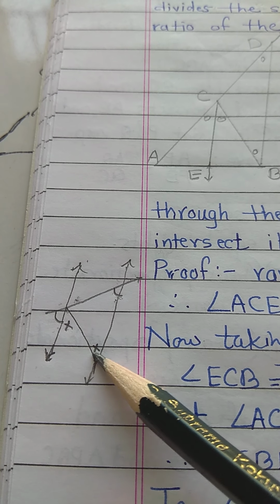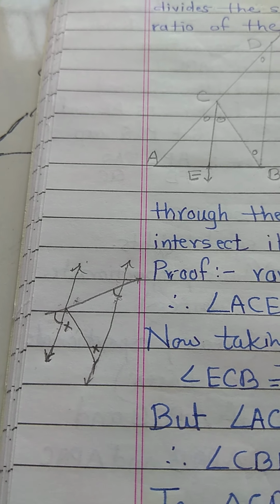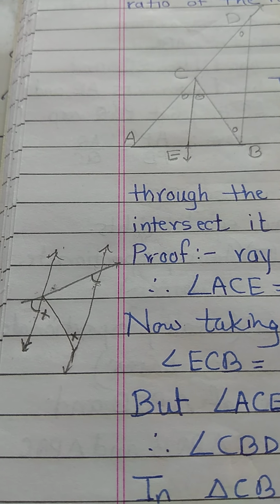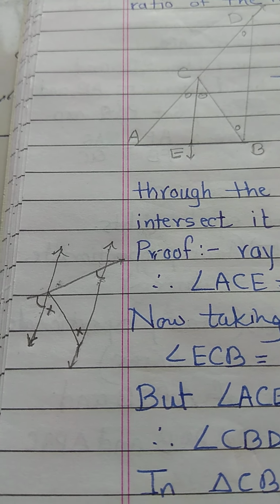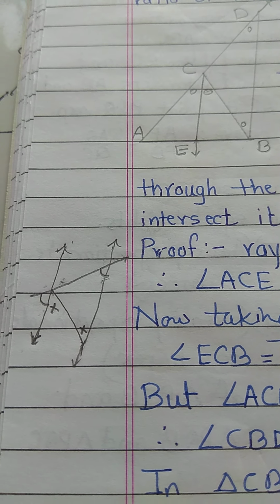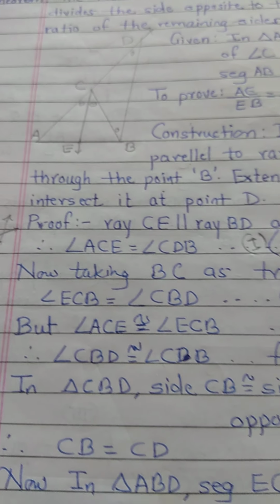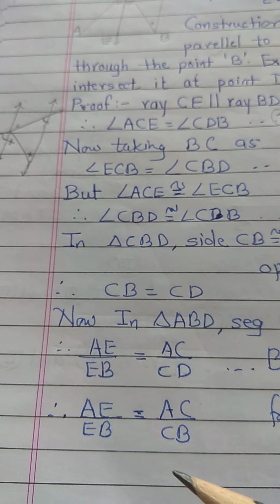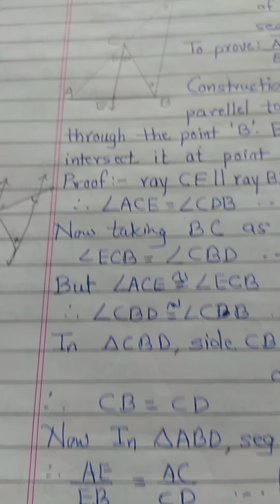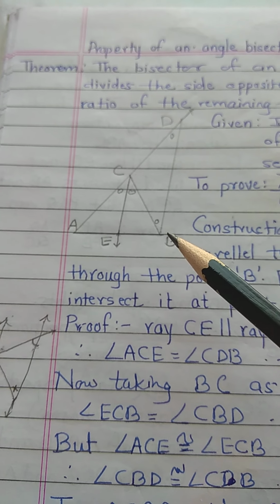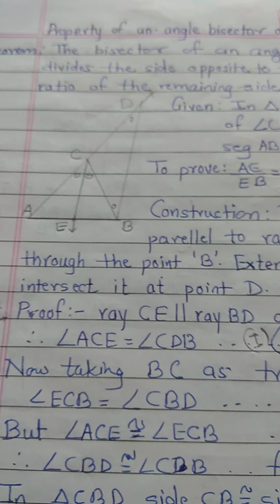This is also alternate angles. Okay, no? So we should identify corresponding angles and alternate angles, and then we can find that the theorem is very much easier. So we have proved that AE upon EB is equal to AC upon CB.